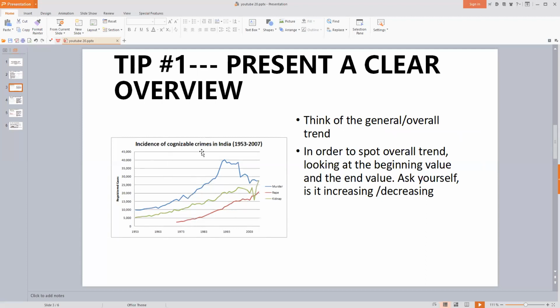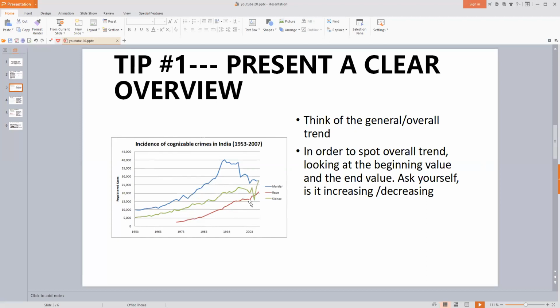So we are looking at this graph, and there are 3 lines given. And according to the title, it's about incidents of cognizable crimes in India, from the time period of 1953 till 2007. And the crimes that they are considering: the blue line is the murder rate, the number of registered cases of murder. The green line is the kidnappings, and the red line is the rape.